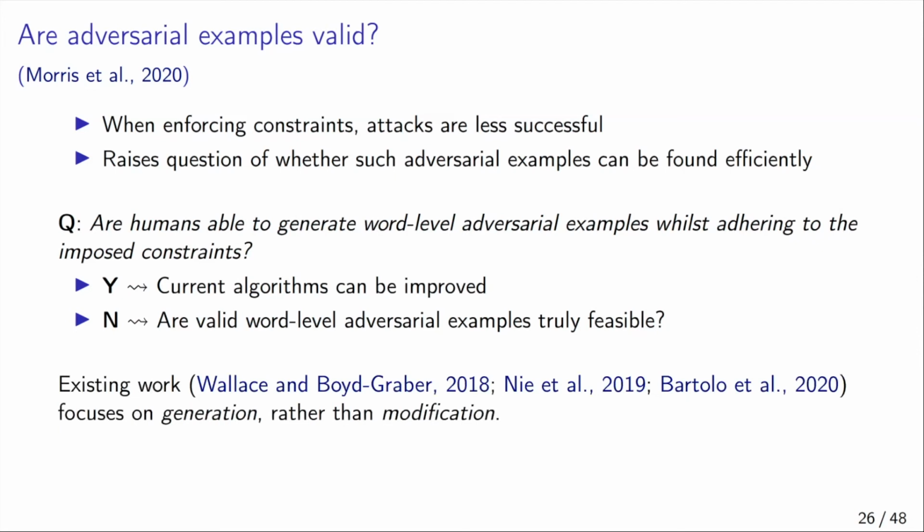As a note, there has been some existing work on human-in-the-loop adversarial approaches to natural language processing, but most of those approaches focus on generation rather than modification, which means that they ask human participants to find any adversarial example that a model misclassifies, rather than be given an existing input sequence and then having to modify the sequence with respect to a certain set of constraints.